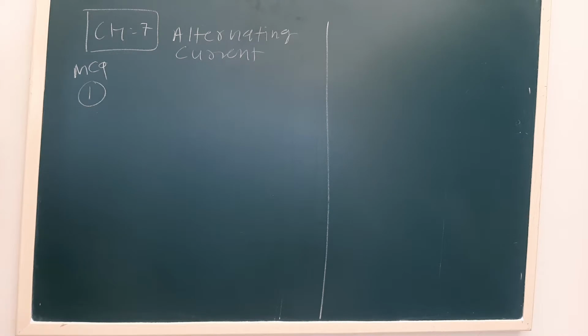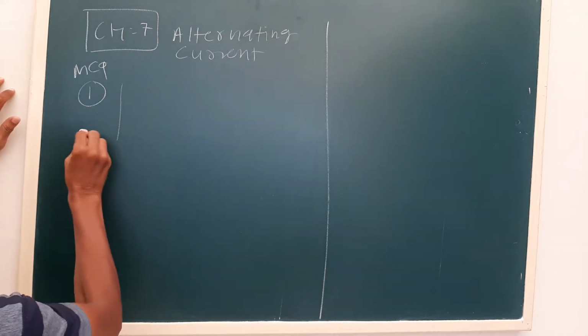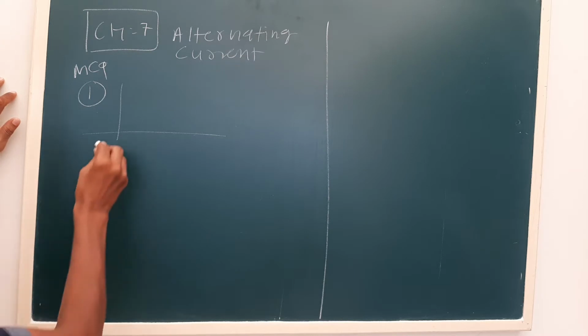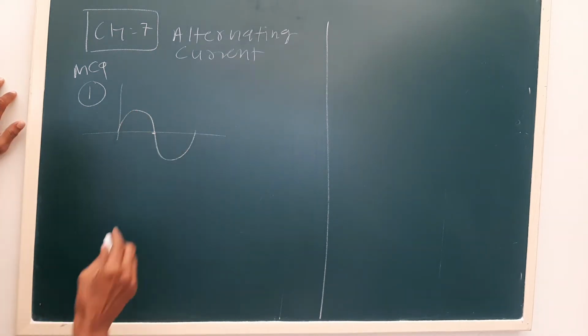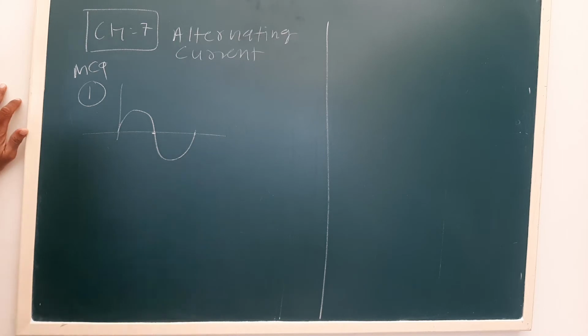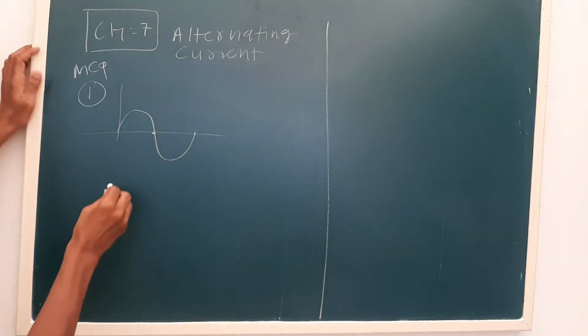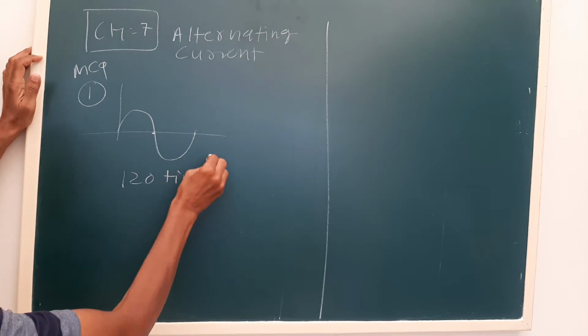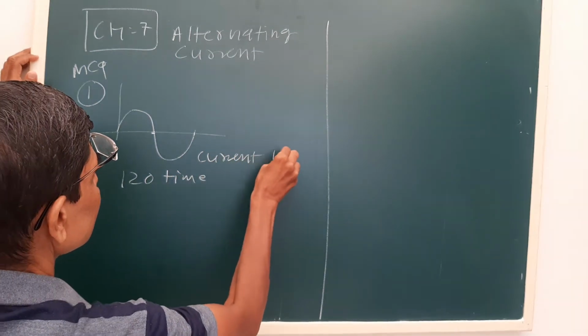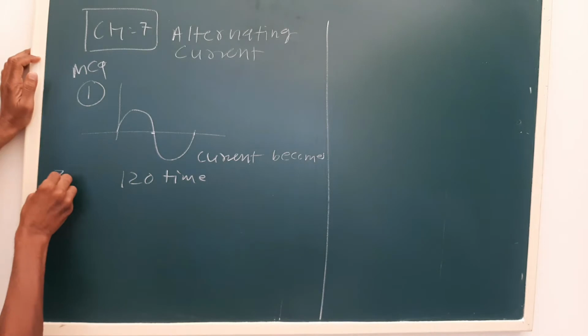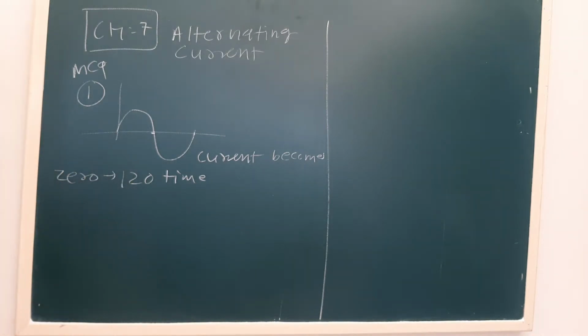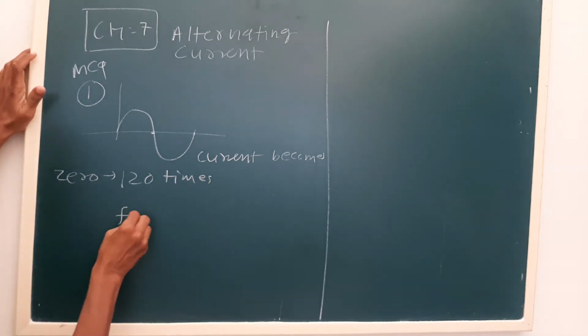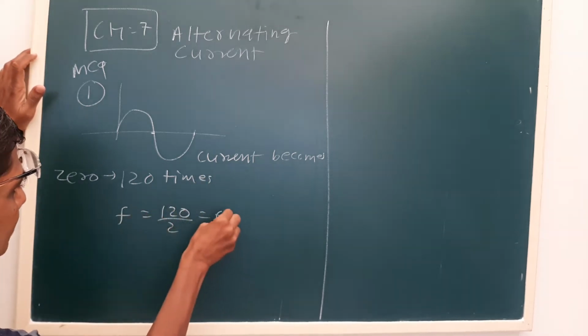Now see, in an AC circuit in 1 second the current changes to 0 value 120 times. Here it has become 0, here also it has become 0. So what will be the frequency? Now see, in one cycle the current becomes 0 twice. So the frequency will be 120 by 2, that is 60 hertz.